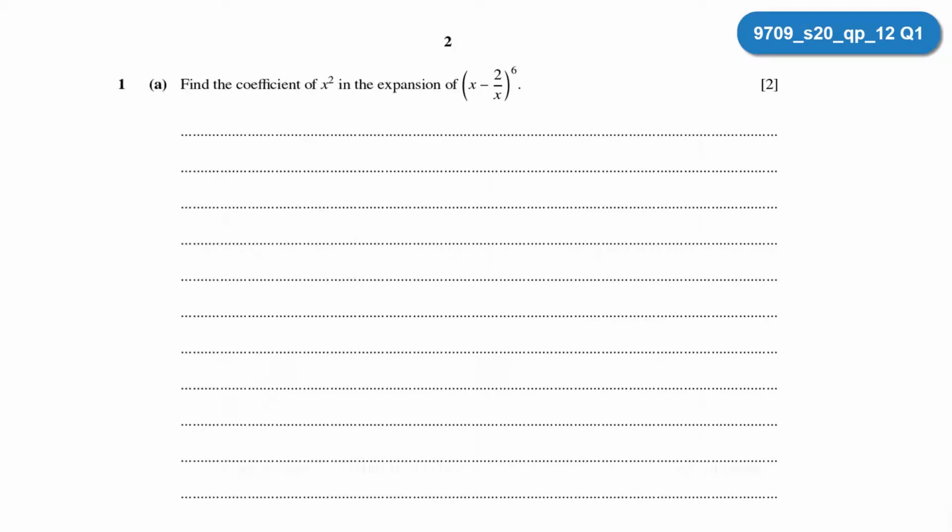Find the coefficient of x squared in the expansion of (x minus 2 over x) all to the power of 6. Now for this one, we can start with the general expression for the binomial expansion of (a plus b) to the power of n. That's U_(r+1) is equal to n choose r, a to the n minus r, b to the r. Which means for this binomial, a is x and b is minus 2 over x, and n is the power 6 here.